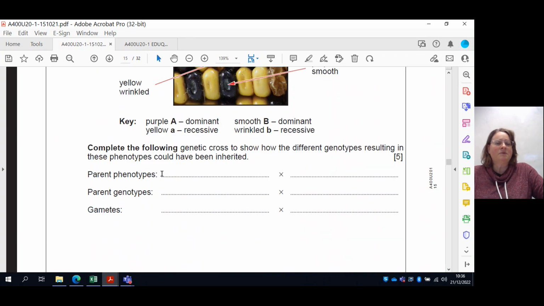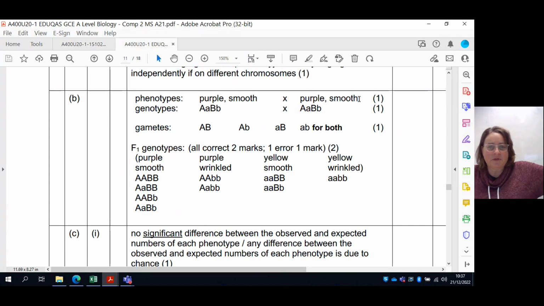So parent phenotypes, if you know they're heterozygous for both alleles, then they have to have capital A, lowercase a, capital B, lowercase b, but that's the genotype. Phenotype is what they're looking like. The phenotype is the appearance. So you're going to get the purple because that's dominant, and you're going to get the smooth because that's dominant. The genotype is where you're going to express the capital lowercase, capital lowercase. Okay, we go purple smooth with purple smooth, capital lowercase, capital lowercase.